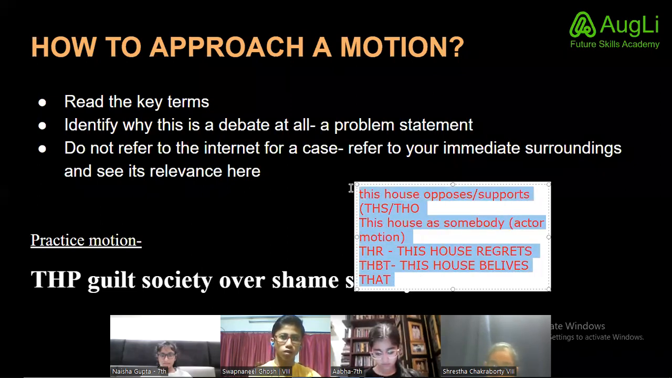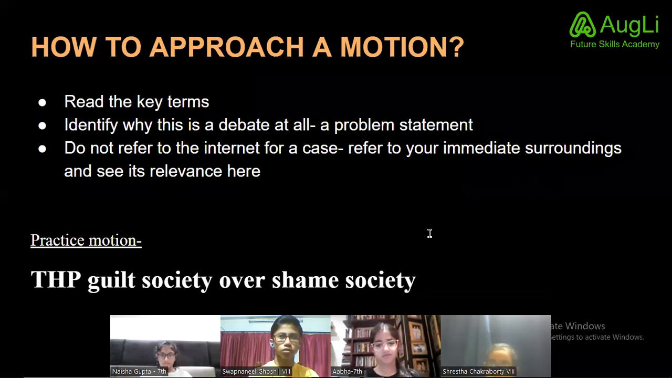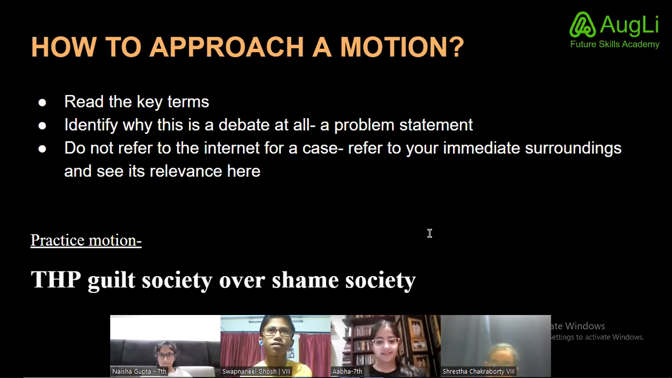Quick question. Yeah, right. Ask me the question. Ma'am, if there is a topic like Gotham would be safer if Batman abandoned his no killing rule, would it be an actor motion? Could you repeat your motion? If there is a topic, Gotham would be safer if Batman abandoned his no killing rule, would it be an actor motion?